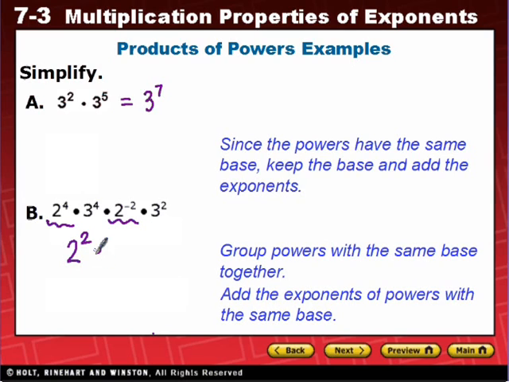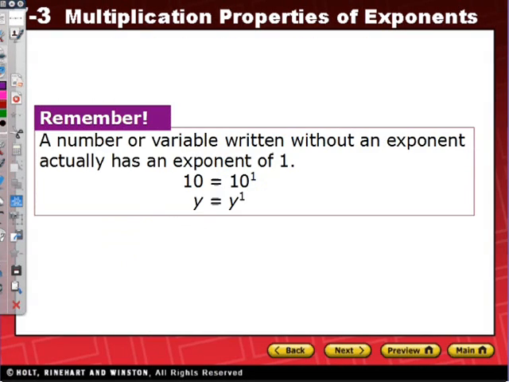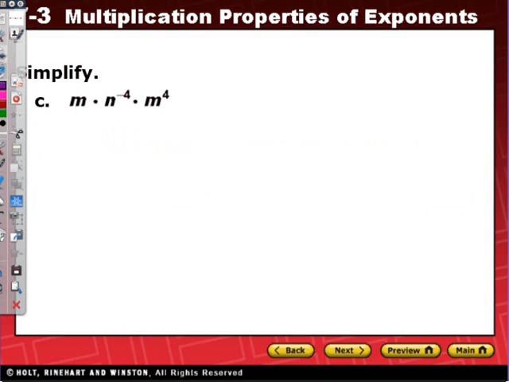So we have 2 to the 2nd power. And then we can do the 3's. 3 to the 4th times 3 squared is 3 to the 6th power. You could leave it like that for now. That's fine. If you really wanted to multiply it out, you could. Of course, exponents of 1, you don't need to write that down.